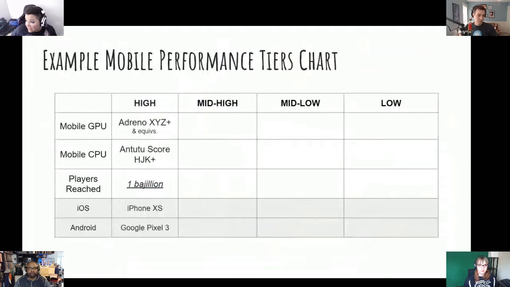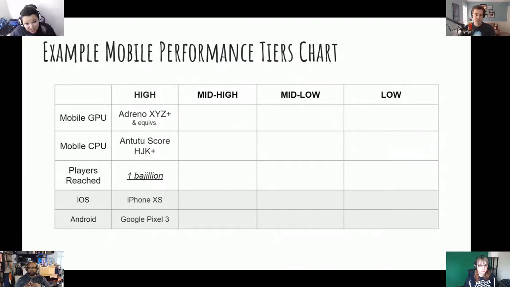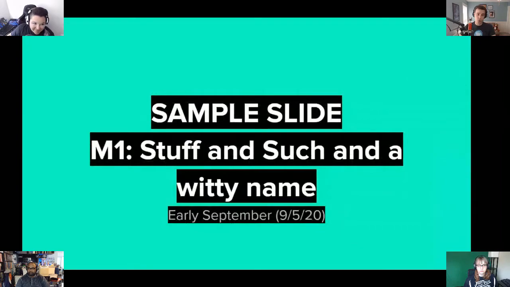I have mobile performance test tiers, right? And this is specifically devoted to mobile. You can change this to suit whatever you want, GPU, CPU on PC. You may even have console support here. So you could define what different types of Xboxes you're running on, for instance, and understanding the performance differences because we have several different types of those. So the world is very vast. You need to have the conversation about what your expectations are, right? Absolutely. Okay, once I do this, I then have a sample slide with a witty name.